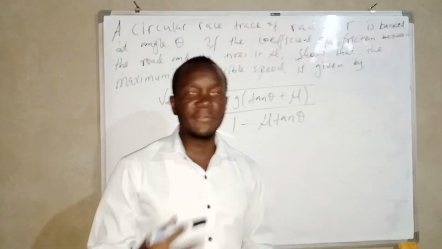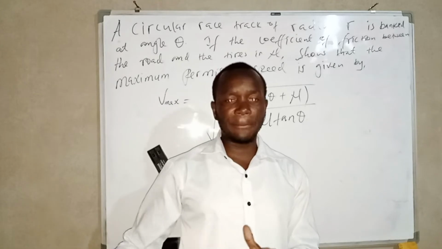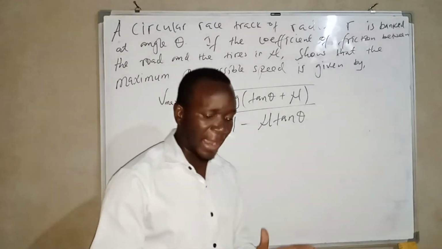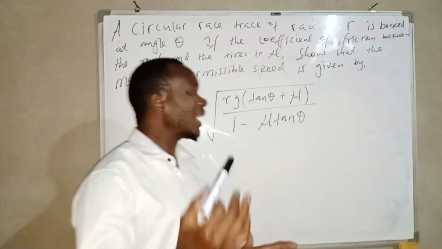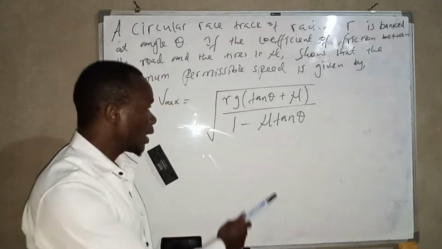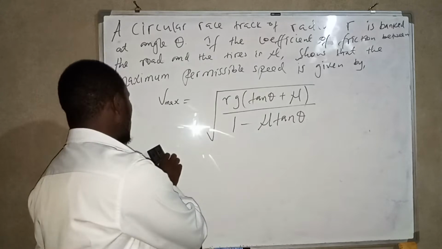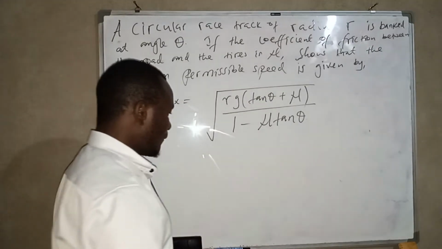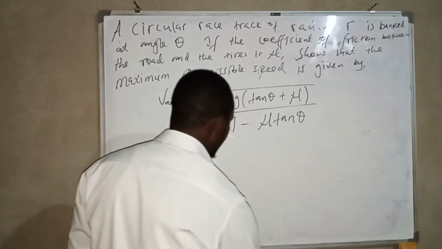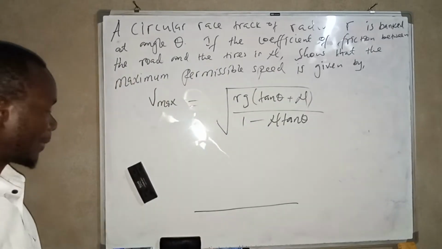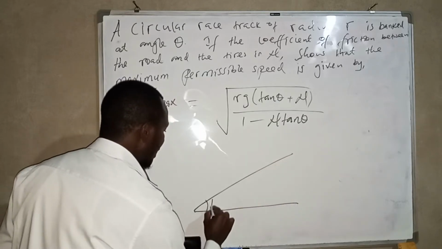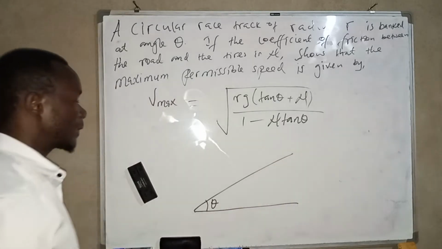Now you know when a vehicle is moving and as it approaches a corner which is banked, the road that is banked at a certain angle, the maximum permissible speed is found using this formula. So let us try to see what we can do. We have a road. We do this diagram. Here it is banked at this angle theta.